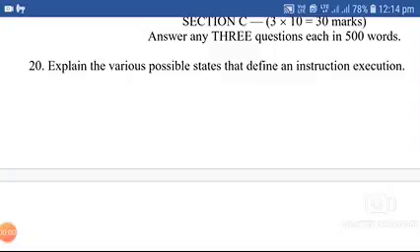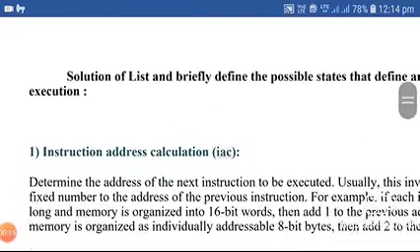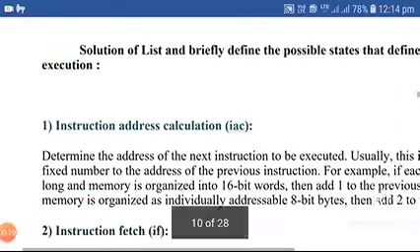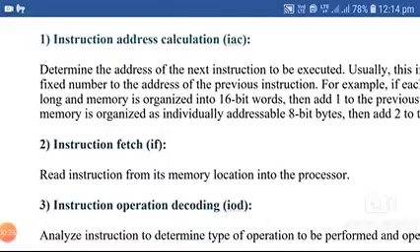Okay, now we are going to discuss Part C questions in April 2015, University questions of computer architecture. The 20th question: explain the various possible states that define an instruction execution. Solution: list and briefly define the possible states. First step, instruction address calculation, IAC: we determine the address of the next instruction to be executed.